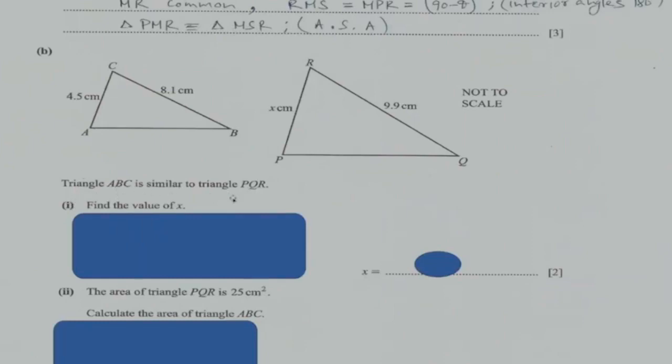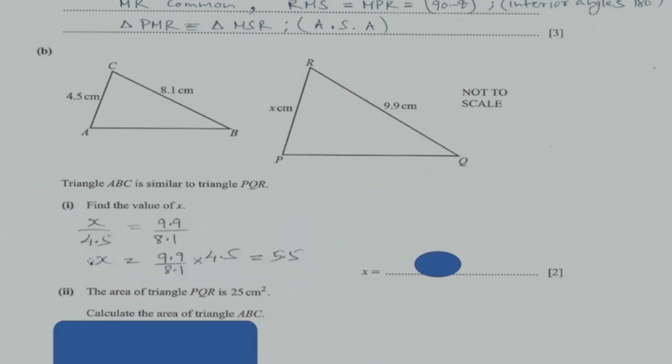Triangle ABC is similar to triangle PQR. These two triangles are similar, given. So find the value of x. If it is similar, then we can divide these two to get the answer. X over 4.5 equals 9.9 over 8.1. So x equals 9.9 over 8.1 into 4.5. Then we can get 5.5 as x value.